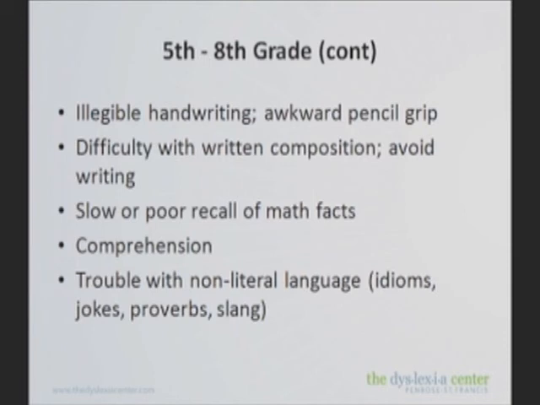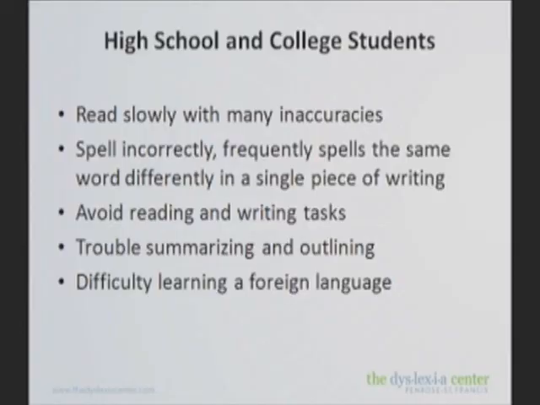By 5th through 8th grade, our dyslexics may be having trouble with non-literal language, idioms, jokes, proverbs, slang. That probably links back to an earlier speech-language delay. It can also be connected with decreased exposure to print, where we have the opportunity to read more of these things and think about them. In running speech, speech moves on and we don't have the opportunity to think about them. So we may be missing opportunities to experience these things, and that might be why we struggle more than the non-dyslexic peer. High school and college students read slowly with many inaccuracies, spelling incorrectly.